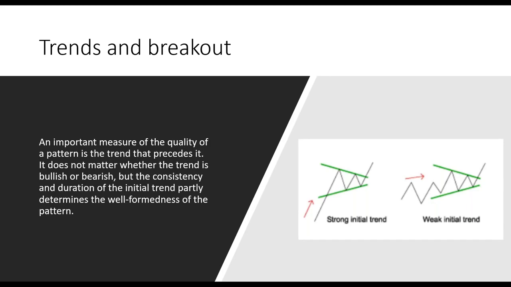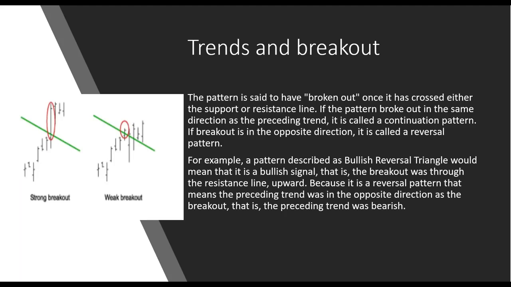So an important measure of the quality of the pattern is the trend that precedes it. It doesn't matter whether the trend is bullish or bearish, but the consistency and the duration of the initial trend partly determines the well-formedness of the pattern. So a pattern is simply said to have broken out once it has crossed either the support or the resistance line. If the pattern broke out in the same direction as the preceding trend, it is called a continuation pattern. If the breakout is in the opposite direction, it is called a reversal pattern.